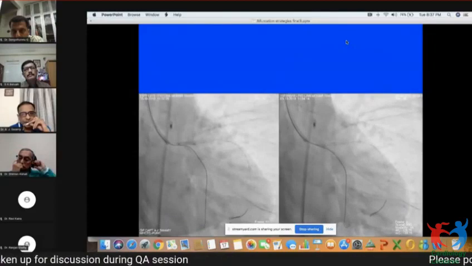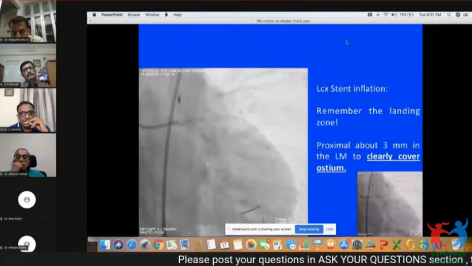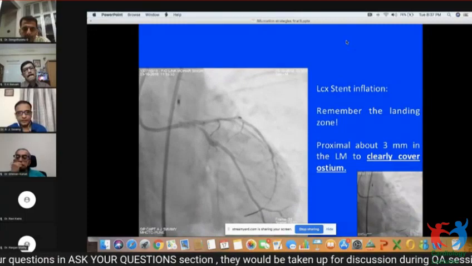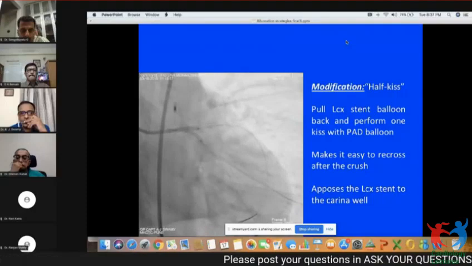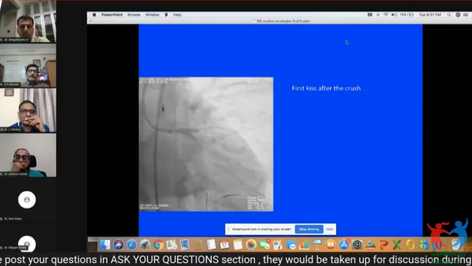And then we removed our coated wire and put in a workhorse wire, because that is always to be done. This is the first stent being placed into the circumflex, remembering the landing zone, the point that we made earlier. We brought about 3 millimeters into the left main to clearly cover the ostium. The half kiss that we did, pulling the circumflex balloon back and going ahead with high pressure, makes it easy to recross after the crush and opposes the circumflex stent to the carina well.